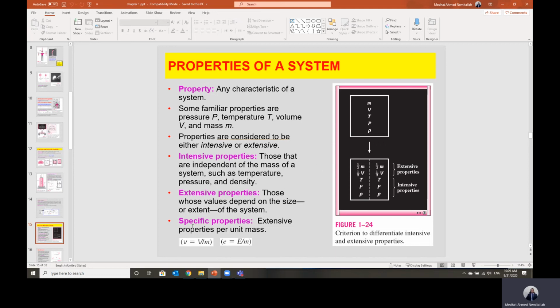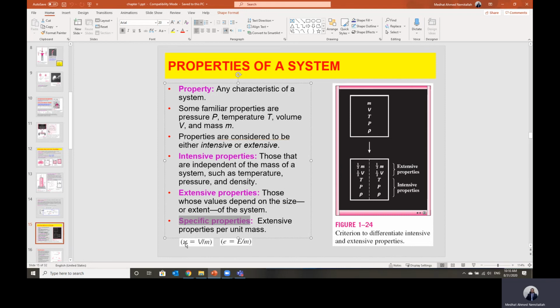There is a third kind of property which is called a specific property. Specific property is the extensive property per unit mass. And specific properties are one kind of intensive property. So all the specific properties are intensive properties. So this is a trick. When it comes to your exam, you see the definition, specific properties are extensive properties per unit mass. But it is not an extensive property. It is an extensive property per unit mass. As we divide by mass, it becomes independent of mass. So specific properties are intensive properties.